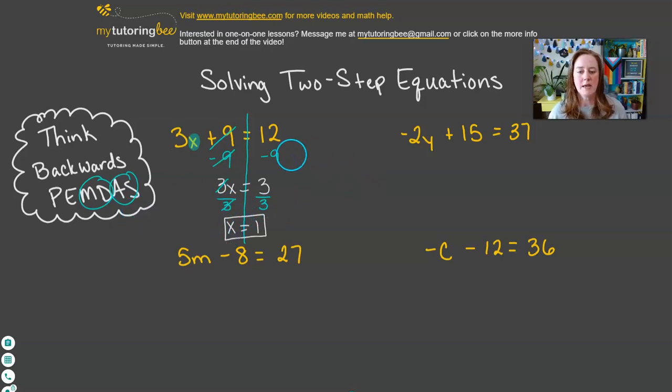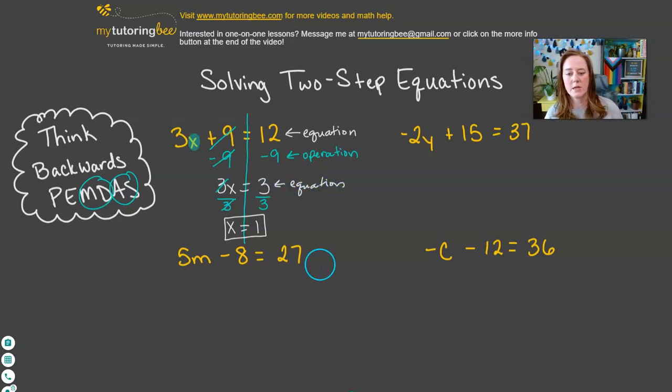Something else to note is that we started off with an equation, and then on the next row, we showed the operation that we needed to perform in order to undo something in that equation. And then once we performed that operation, we wrote a new equation. And then underneath that, we showed another operation in order to undo that multiplication in this case, right? And then once we completed that operation, we wrote a new equation.